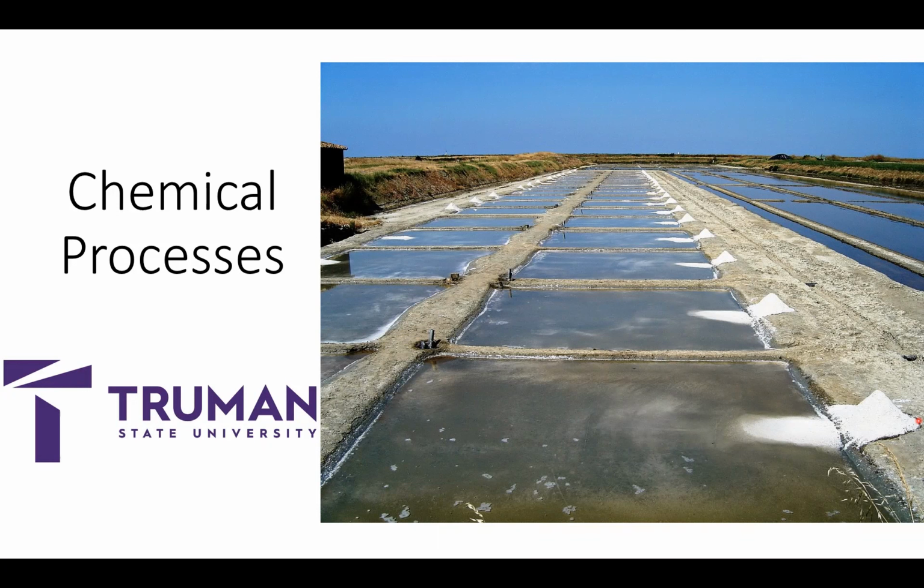So today we are going to be talking about chemical processes, or chemical processing. This is the idea of taking a raw material and turning it into something. In order to get to a final product, we often need to go through many steps of chemical processing, but we're going to be focusing on the individual components today.